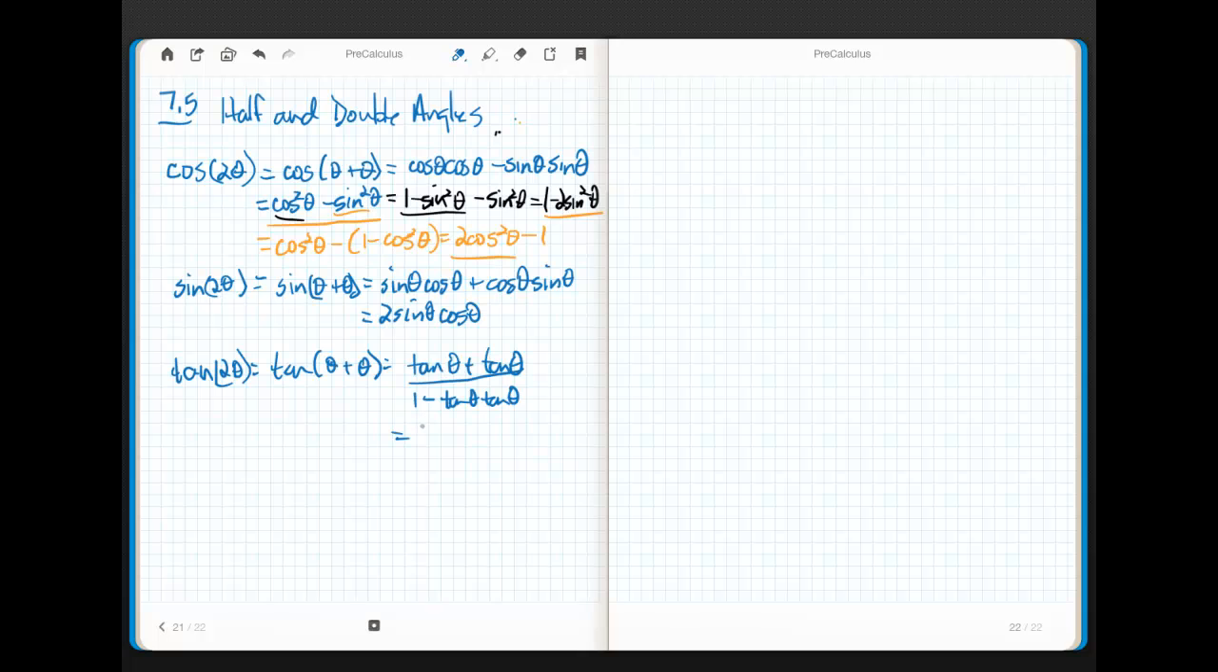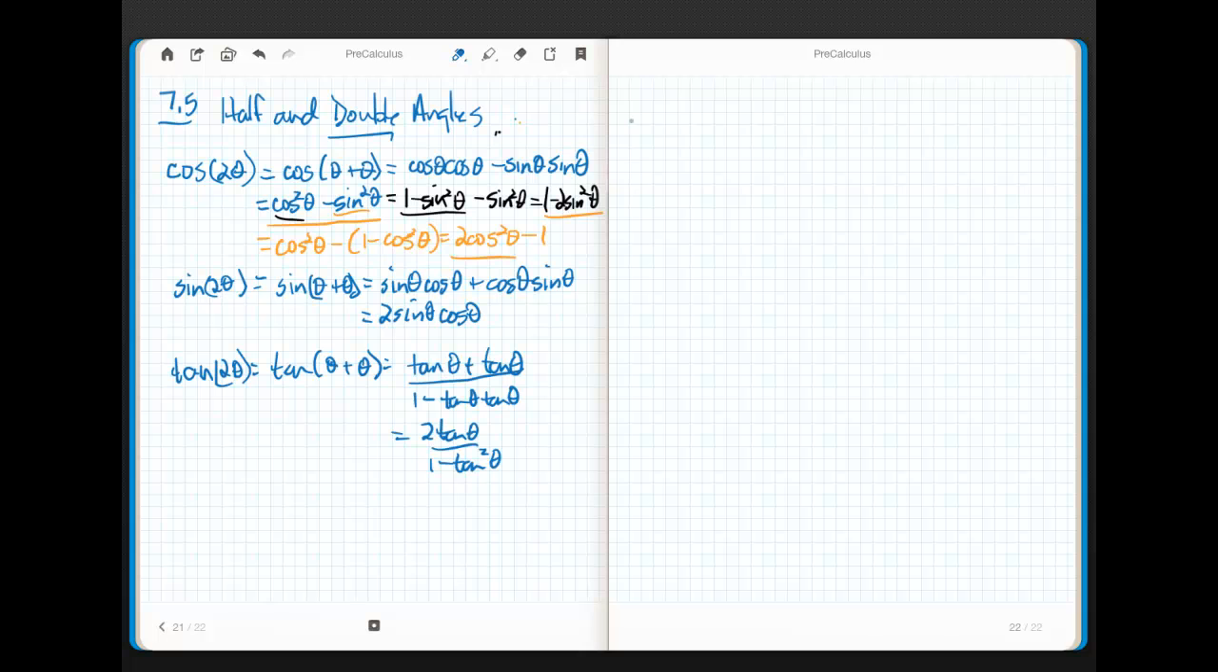Pardon me while I get off of my speech. This ends up being 2 tan theta divided by 1 minus tan squared theta. Just a little algebra there, and it was a piece of cake. Hey, look at that. We got our sines, we got our coses, we got our tangents of double angles.